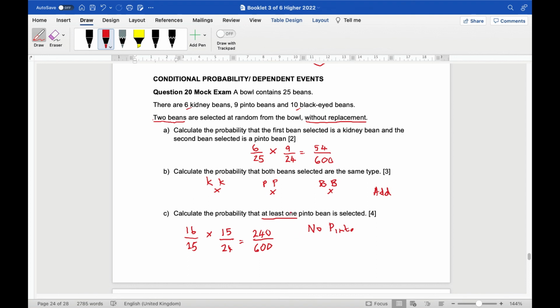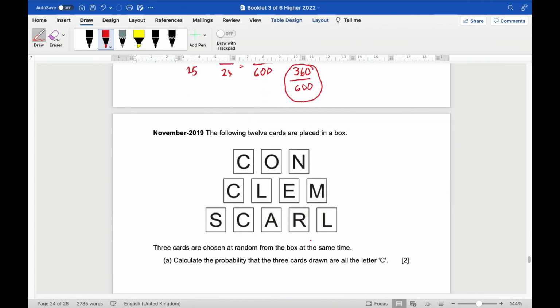Therefore, the chances of me getting a pinto bean, or at least one, is every other combination. So if 240 out of the 600 do not contain a pinto bean, then 360 out of the 600, which I'll circle to show as my final answer, do contain a pinto bean.